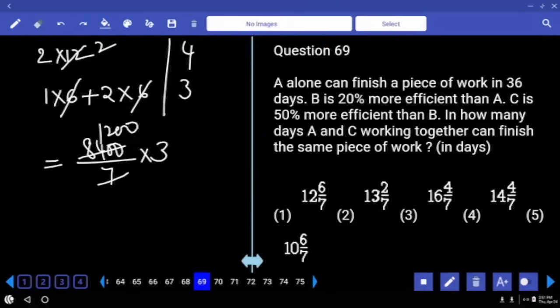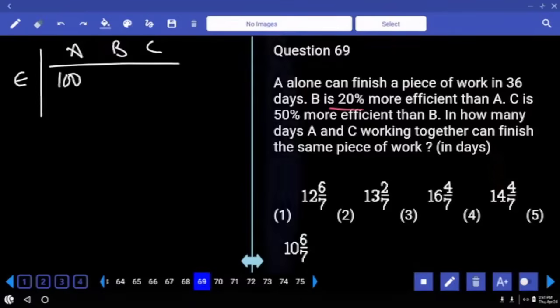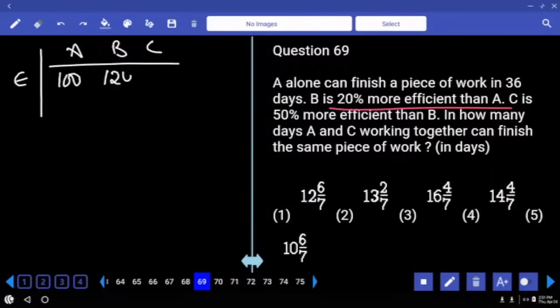A alone can finish a piece of work in 36 days. B is 20% more efficient than A. C is 50% more efficient than B. In how many days A, C working together can finish the same piece of work? There are 3 members A, B, C. If A's efficiency is 100%, B is 20% more efficient, which is 120. C is 50% more efficient than B, which is 180.